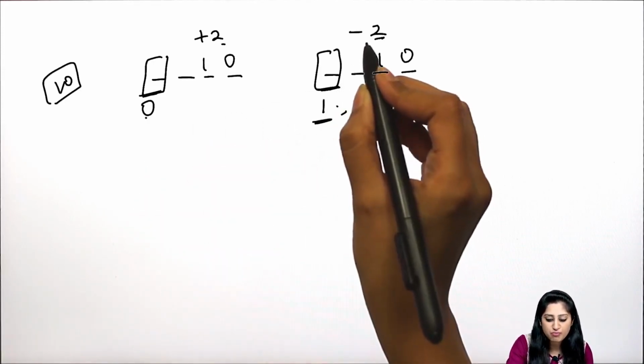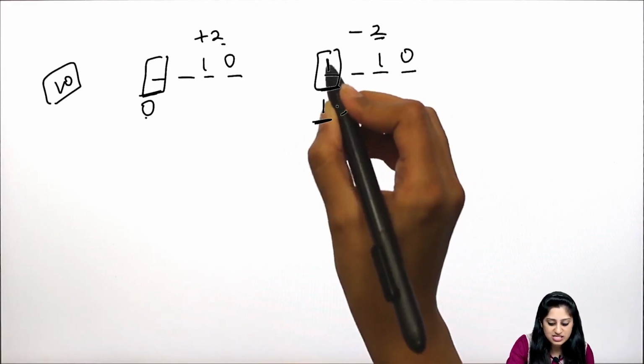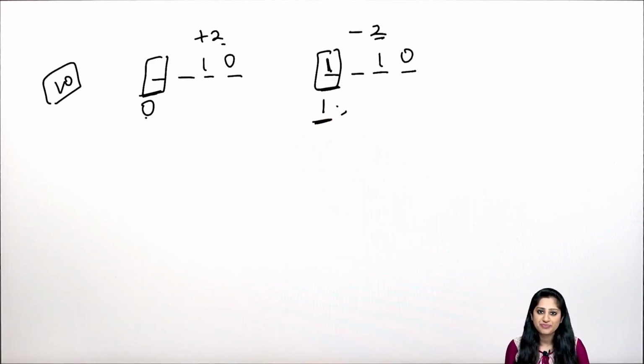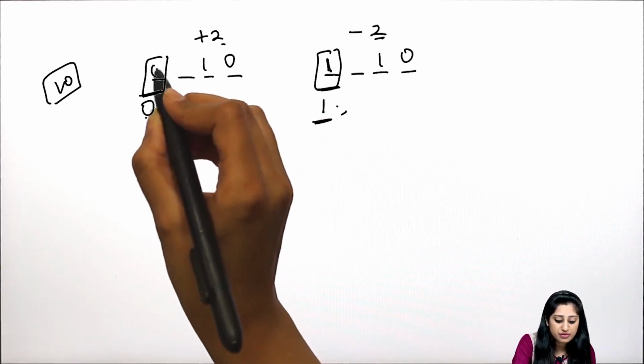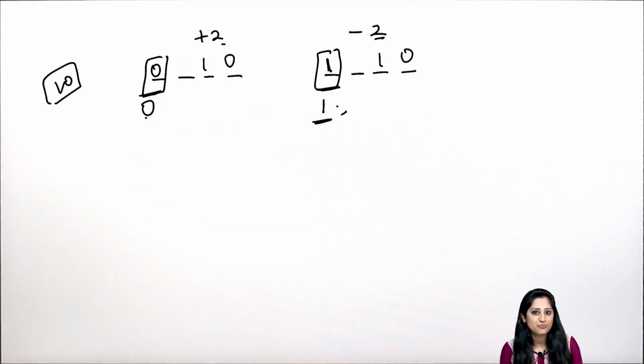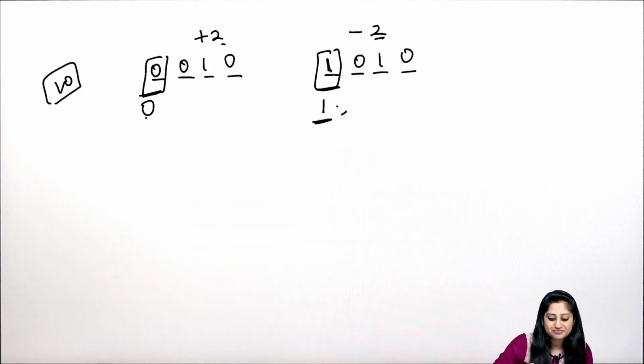So that means if I want to store minus 2, the first bit will be the sign bit and this bit is going to be 1. If I have to store plus 2, the first bit will be the sign bit and this bit will be 0. What about remaining bits in between? They all will be filled with 0.